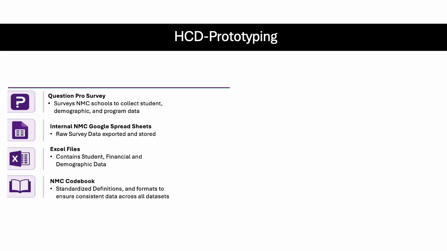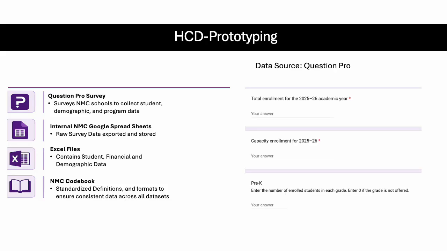Next, for our prototyping, we had to take data from 4 different sources: Question Pro, internal NMC Google spreadsheets, Excel files, and the NMC codebook. Our first data source is Question Pro. This is where NMC obtains all of their postgraduate outcomes, for instance, their total enrollment for the 25 to 26 academic year, and capacity.